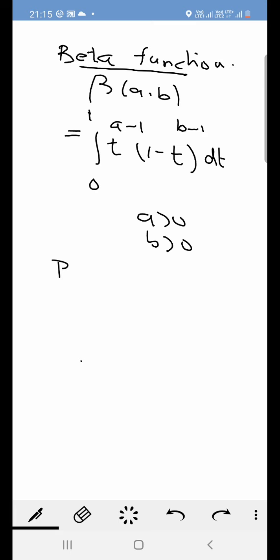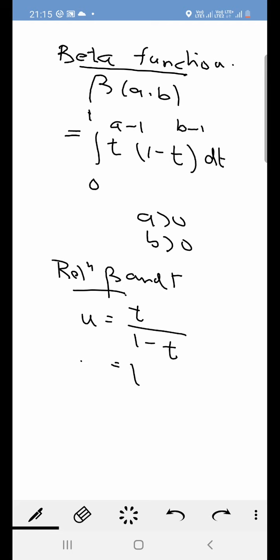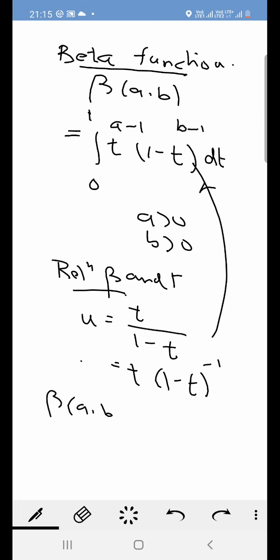Now there is a relation between beta and gamma functions. To find this relationship, we need to first introduce the value u, which is equal to t divided by 1 minus t. That is basically t into 1 minus t to the power minus 1. If we express the beta function in terms of this u, then the beta function can be written as equal to integral 0 to infinity u to the power a minus 1 divided by 1 plus u to the power a plus b du.